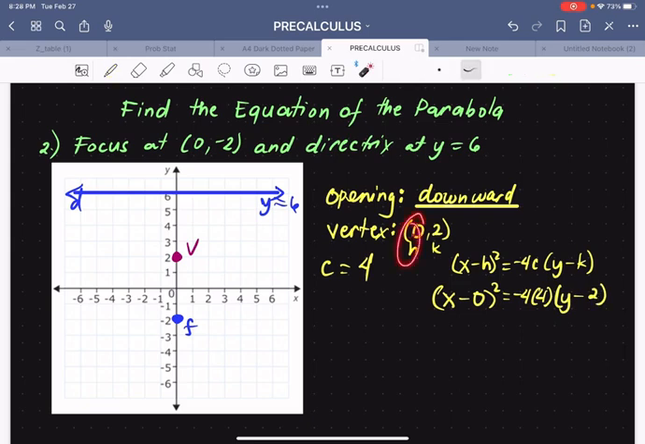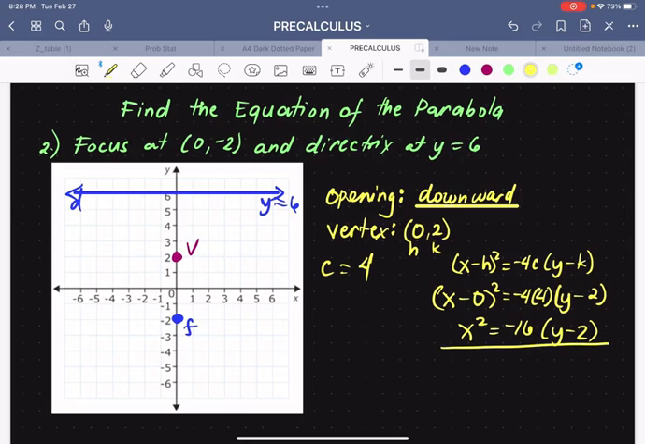So 0 is our h, k is equal to 2. Okay, so let's simplify. So x minus 0, that is x, so that is x squared. Negative 4 times 4, that is negative 16, (y minus 2). So this is now the equation of the parabola that opens downward.